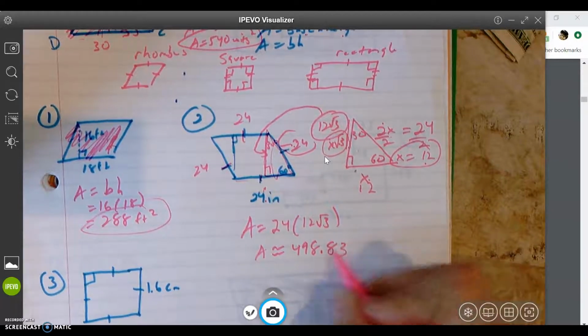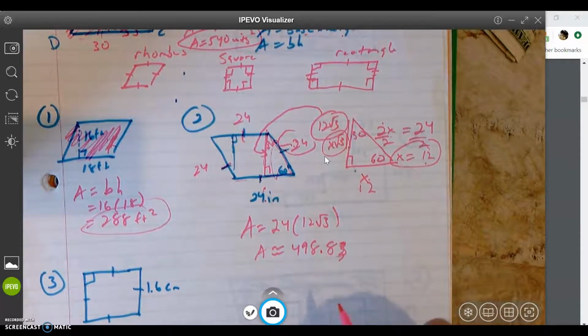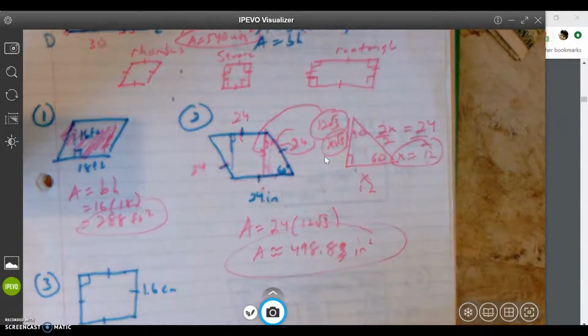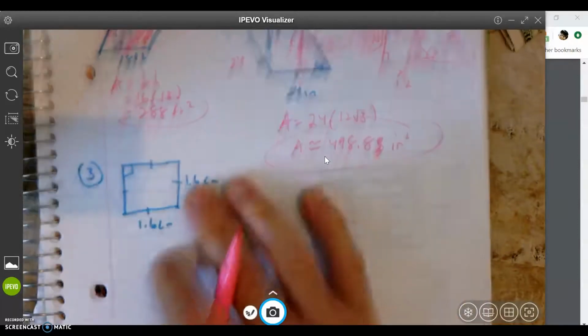This is 0.83, but this rounds to the nearest tenth. Units, inches squared. Bam. Cool. All right, 2 down. Keep going.